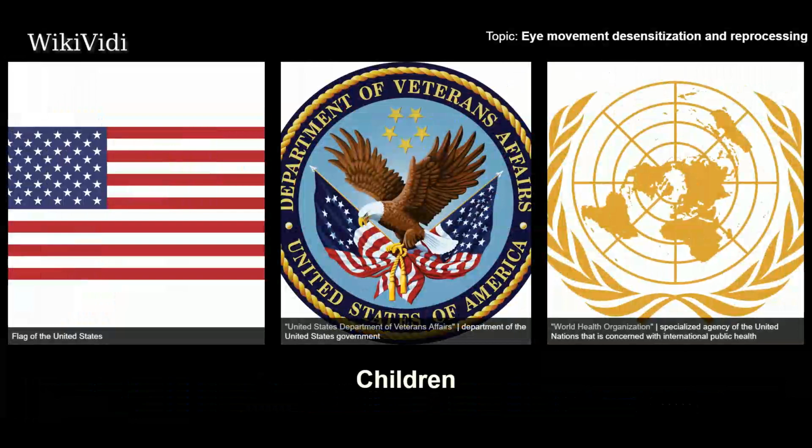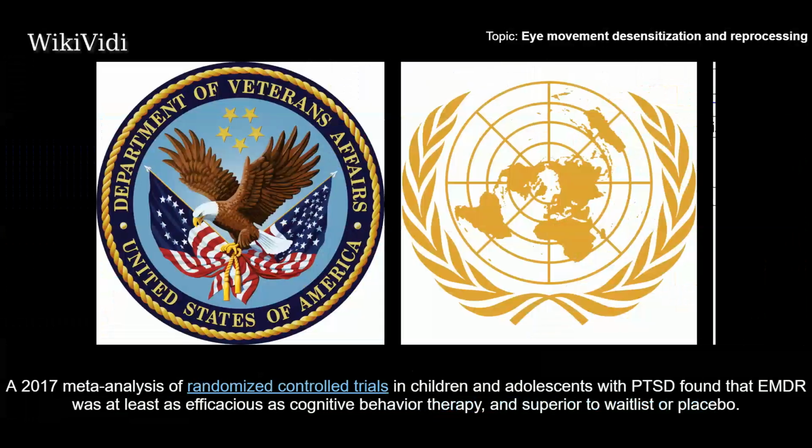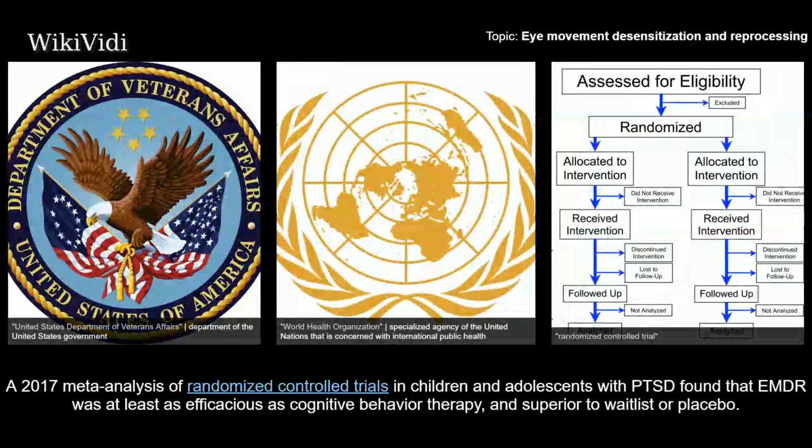Children. EMDR is included in a 2009 practice guideline for helping children who have experienced trauma. EMDR is often cited as a component in the treatment of complex post-traumatic stress disorder. A 2017 meta-analysis of randomized controlled trials in children and adolescents with PTSD found that EMDR was at least as efficacious as cognitive behavior therapy, and superior to waitlist or placebo. Mechanism.